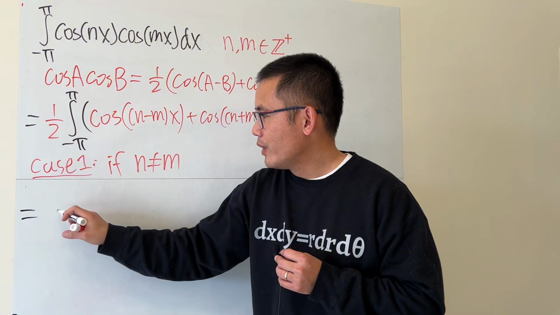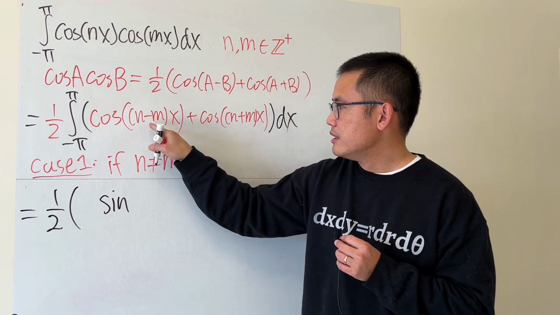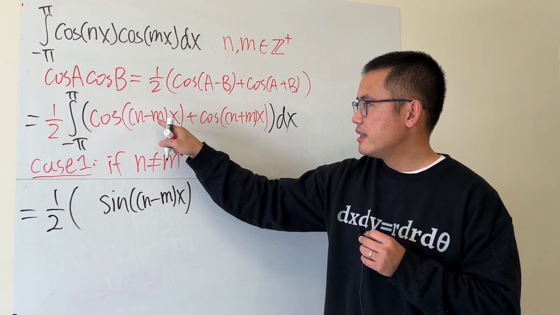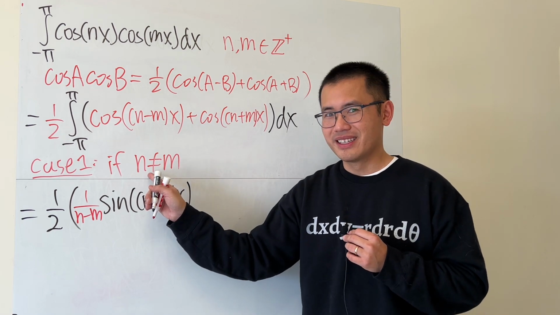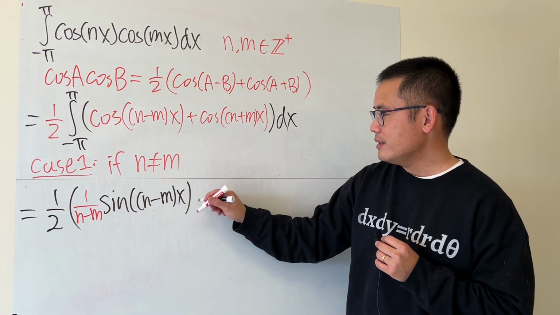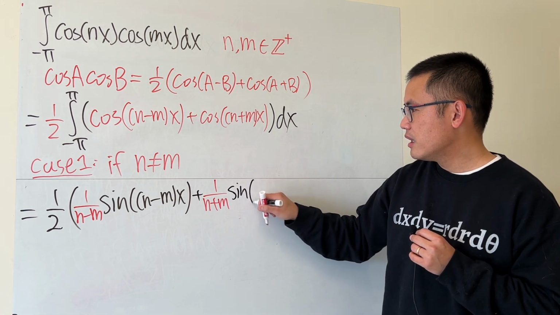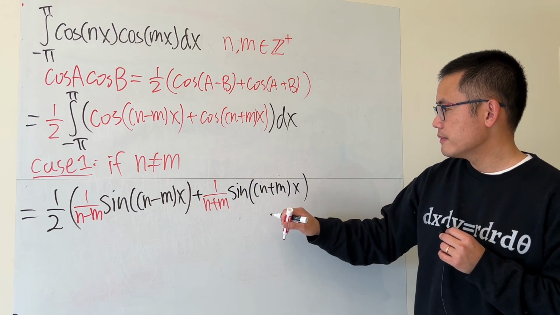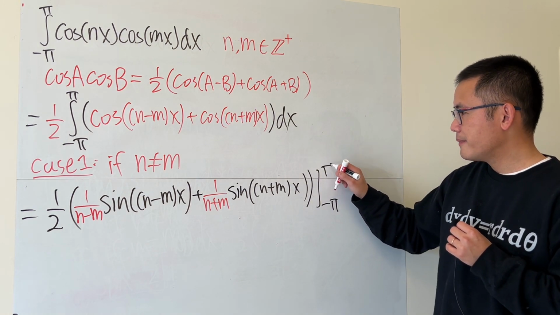Okay, the 1/2 is still in the front, and then integrate cosine, we first get sine. It's just a number times x, right? So we keep that. And then divide it by this. So we'll just put on 1 over n minus m. And now, because n is not equal to m, this is okay. Do the same thing for the next one. So we add, divided by this, and then sine of n plus m, and then multiply by x. Okay, and then another big parentheses, and then we go from negative pi to pi.